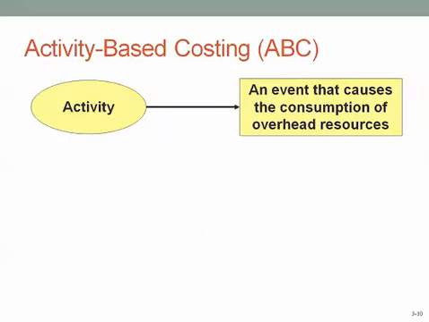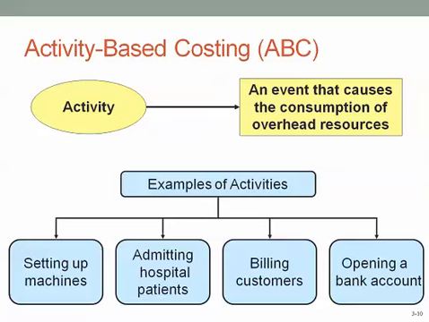So an activity is an event that causes the consumption of some overhead resources. Some examples of activities might include setting up machines, admitting patients to a hospital, billing a customer, or opening a bank account. All of these activities will cause a business to incur an overhead cost. So as we consume resources and incur cost, we're going to want to track those costs and try to trace them and allocate them directly to these various types of activities.